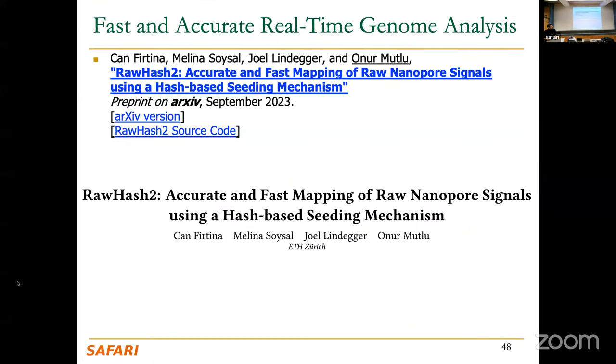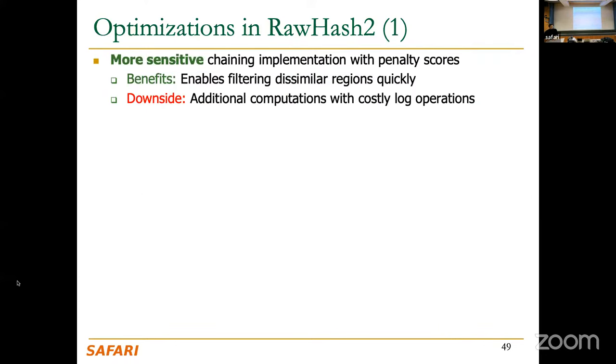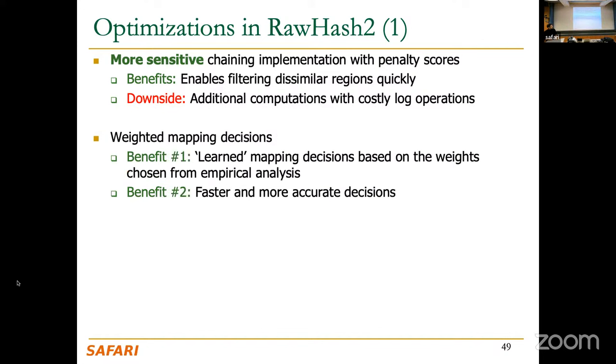So this is RawHash. I'll very quickly, with two slides, mention RawHash 2, which is essentially an improvement on top of RawHash. I'll just mention the optimizations that we're making on top of RawHash. One optimization is that we're applying a more sensitive chaining algorithm. Remember, I mentioned a dynamic programming-based algorithm that can very sensitively figure out the similarities between a raw signal and the reference genome. There, we make it even more sensitive. This means that it is now more costly and requires more computations, but now we can increase accuracy even further.